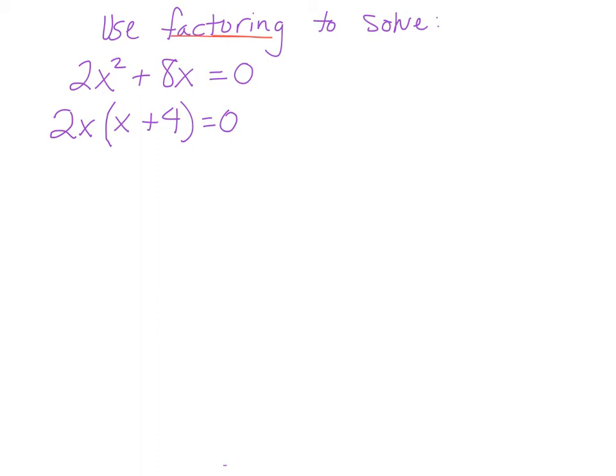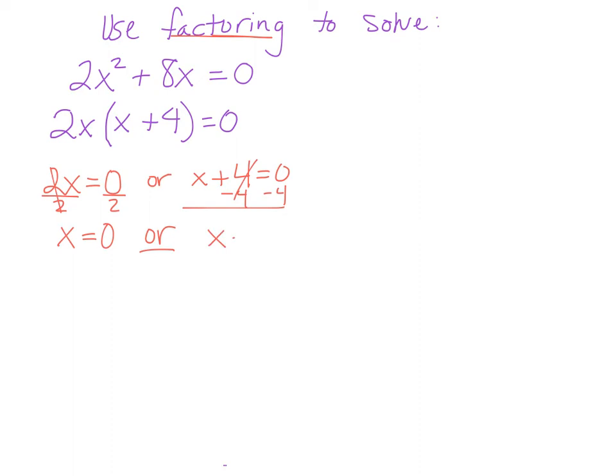So either 2x equals 0 or x plus 4 equals 0. Well, we can divide by 2, x equals 0 or x equals -4. So that's the whole idea there. First we factor, and then we set those two things equal to 0 and solve them. Okay, so let's look at another one.